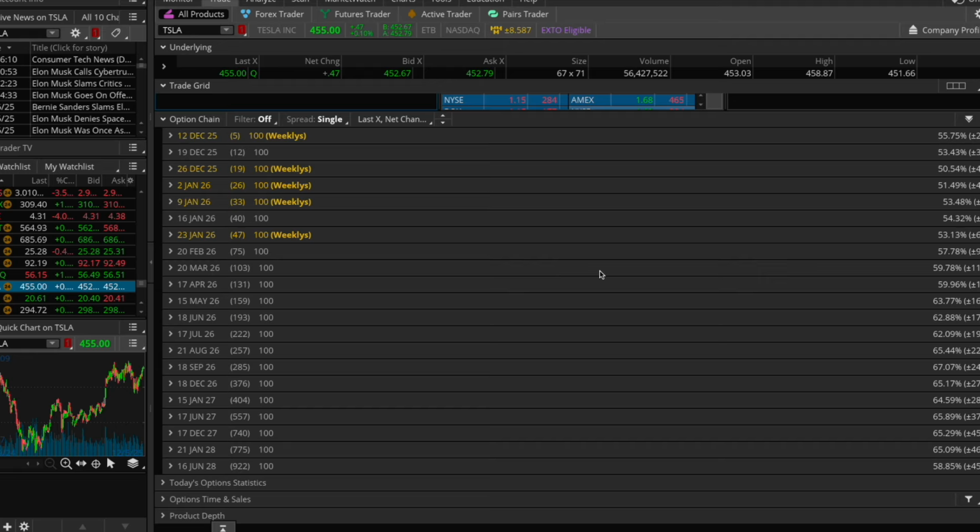So here's the options chain for Tesla. We'll see a few things right off the bat. You see the contract expiration dates, right? Tesla is very liquidly traded. So it's traded a lot. A lot of people are buying and selling, and also a lot of people are trading the options.